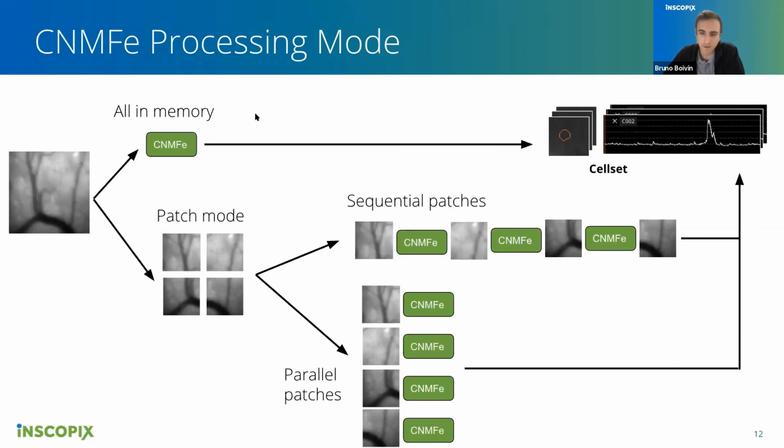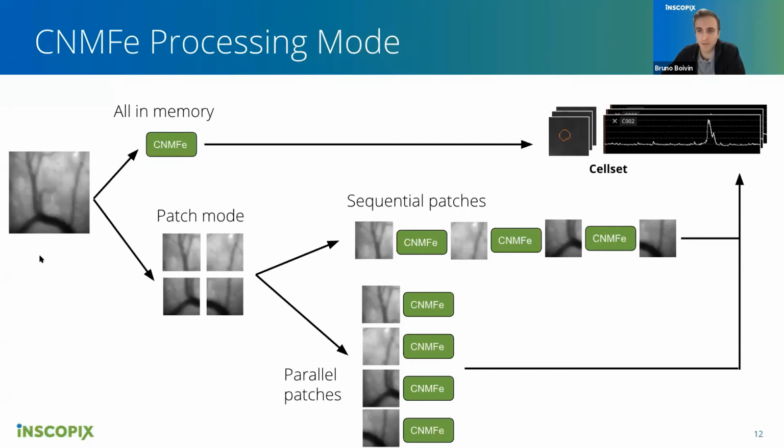But at the end, all these three different processing modes will generate a cell set as you would expect. So you're going to get a set of spatial footprints and a set of temporal traces. There may be small, slight differences between the output that you're getting with all-in-memory mode and the patch mode. That's also something that's observed in the open source implementations, and that's because of the way that we're combining the results from these different patches at the end. We've run some tests to see if they were significantly different, and in our implementation, it's quite consistent.